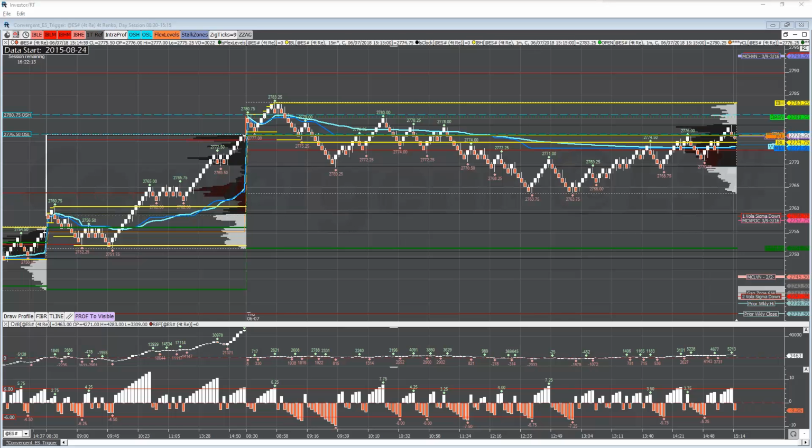Okay, we got a few questions on products. The first question is, other than the high liquidity, why trade the ES? The ZN and the YM seem to be slightly more technical.